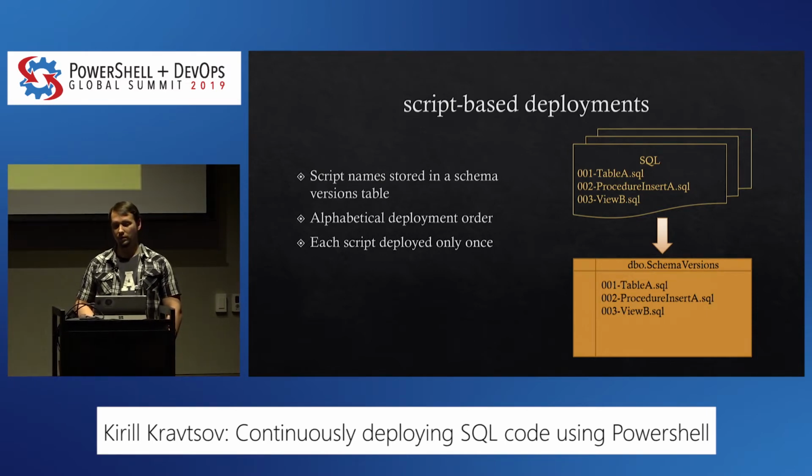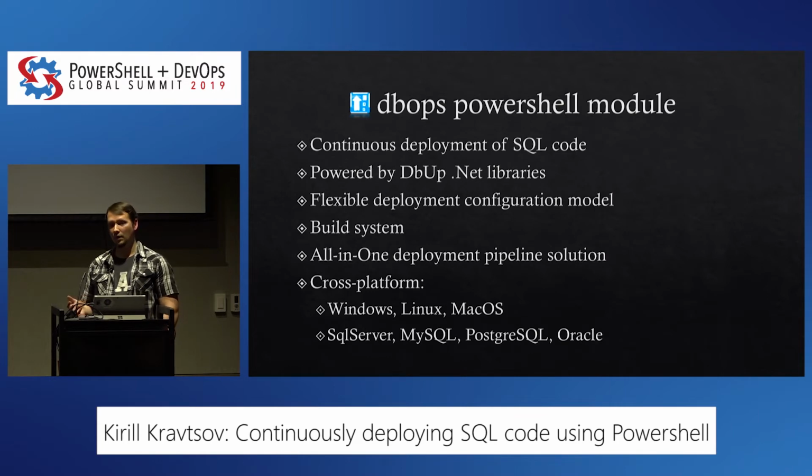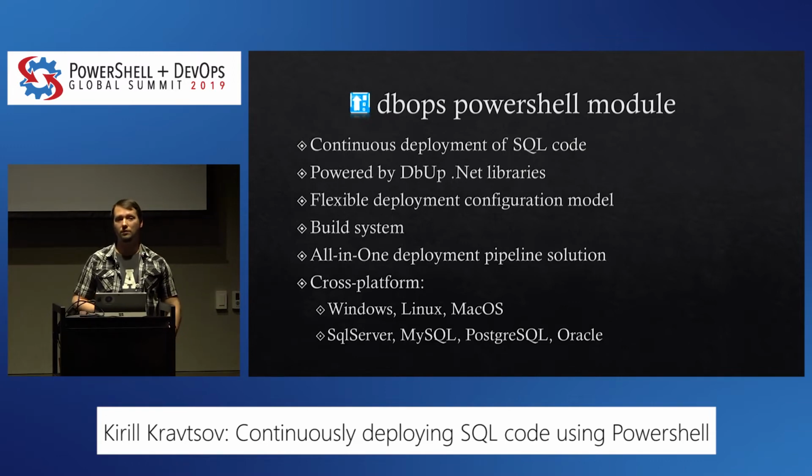So until recently, there was no PowerShell solution to this. Ever since the beginning of previous year, I've started working on the dbops PowerShell module, and basically this is the task it wants to solve. It is continuous deployment of SQL code from plain text files. Behind the scenes, it uses the DbUp library. It is a very popular library for anyone who is familiar with C# development and database deployments. And it is a great tool, with the only exception that you actually need to write a lot of code to actually deploy the stuff.